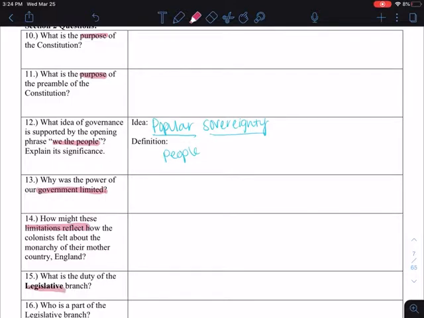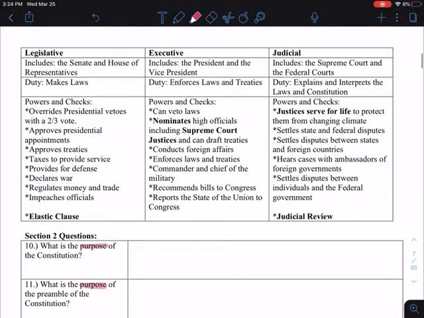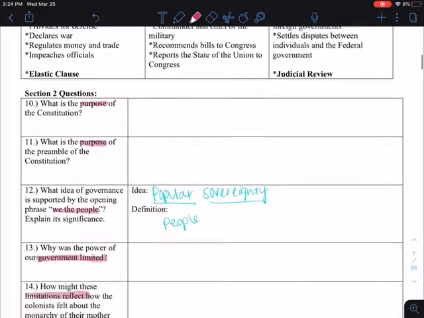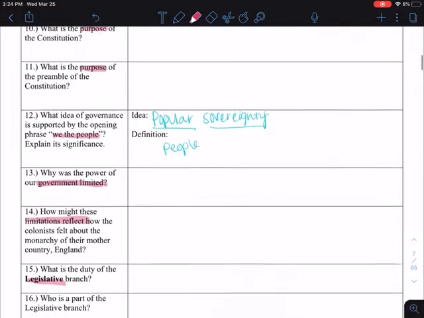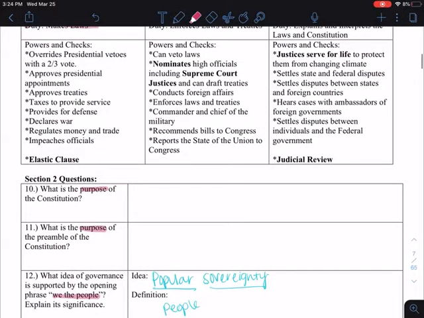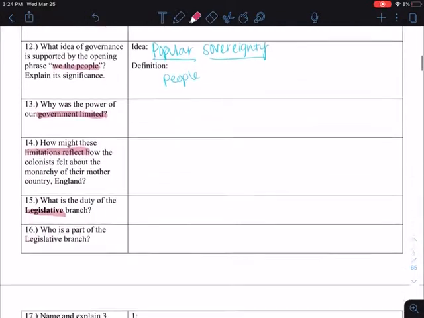Duty of the legislative branch. Remember, legislative is to make the laws. Your next question is, who is a part of the legislative branch? The Senate, the House of Representatives. So you have senators and you have representatives. The next question, 3 powers of the legislative branch. Let's go back up and look at that. You can choose any of these powers here. You've got impeachment, regulates money and trade, declares war, provides for defense, taxes, treaties, presidential appointments. You've got it.